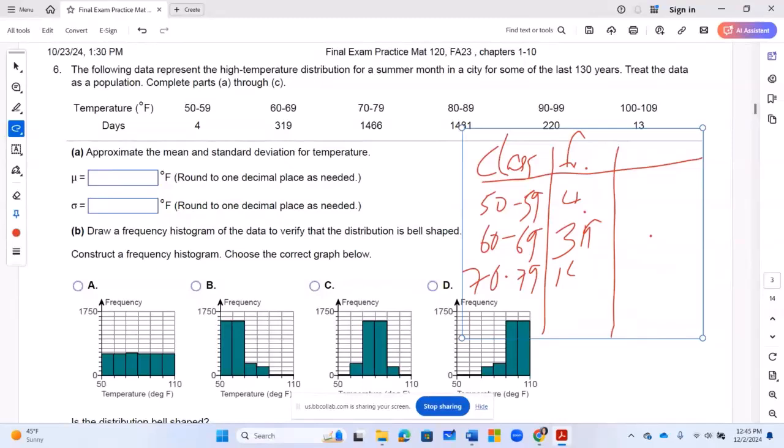1466. So the first thing I want to say is that whenever you're given a horizontal table, the first thing you want to do is make it vertical. Make a horizontal table vertical.